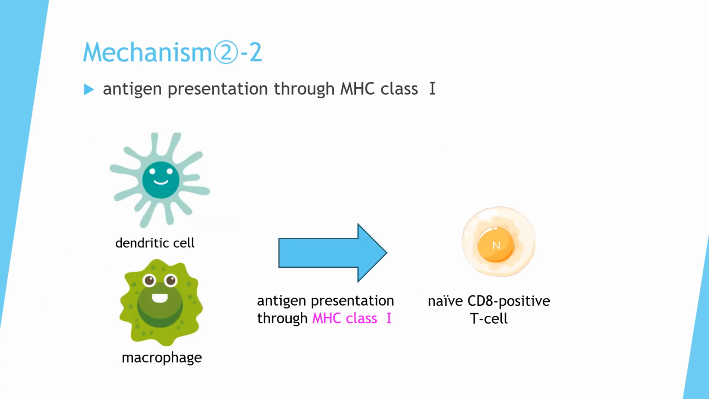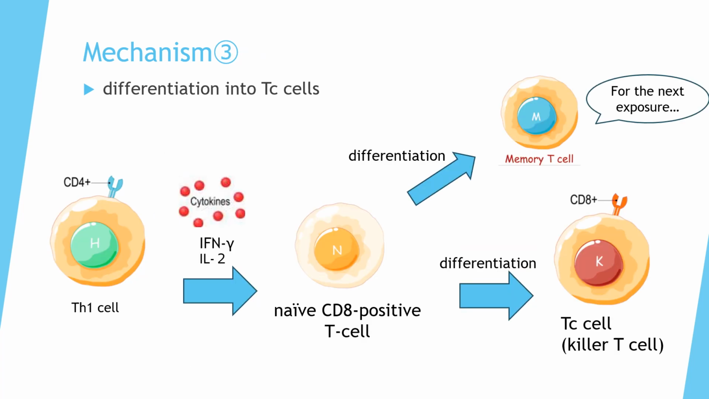Dendritic cells and macrophages also present antigens to CD8 positive naive T cells through MHC class I. Th1 cells produce cytokines such as interleukin-2 and interferon gamma. Th1-derived cytokines induce CD8 positive naive T cells to differentiate into Tc cells. Some naive T cells become memory T cells.